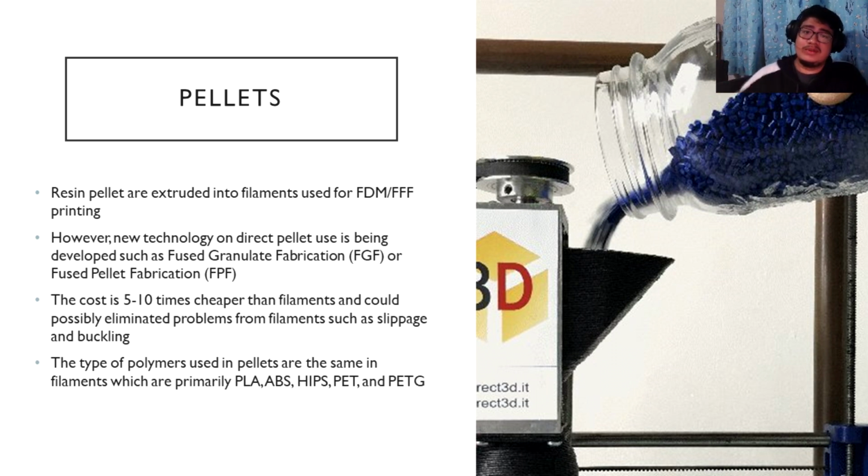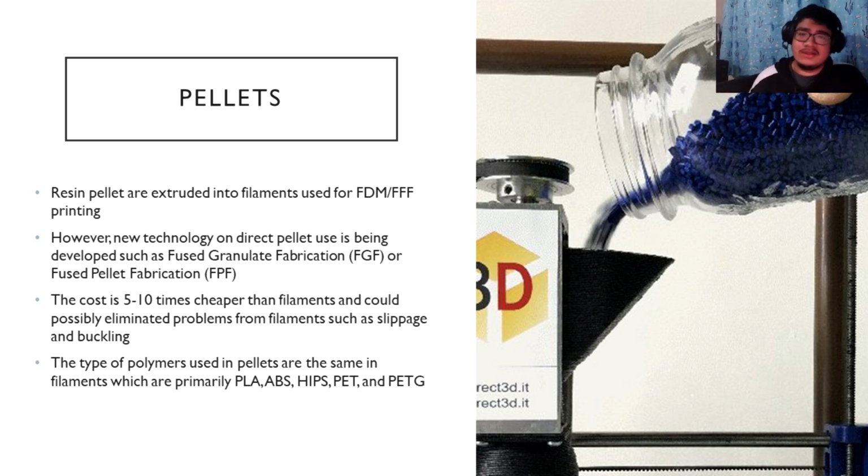Another type of polymer shape is pellets. Resin pellets are extruded into filaments used in FDM and FFF, as stated before. But there are new technologies to use the pellets directly, such as fused granulate fabrication and fused pellet fabrication (FGF and FPF respectively).